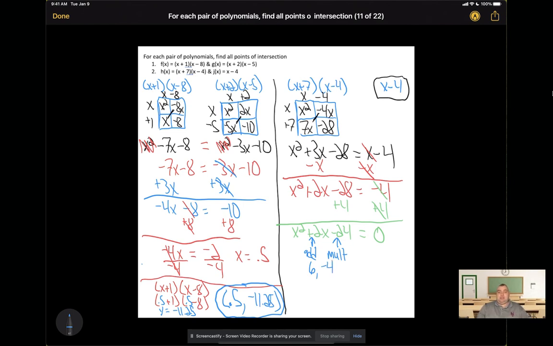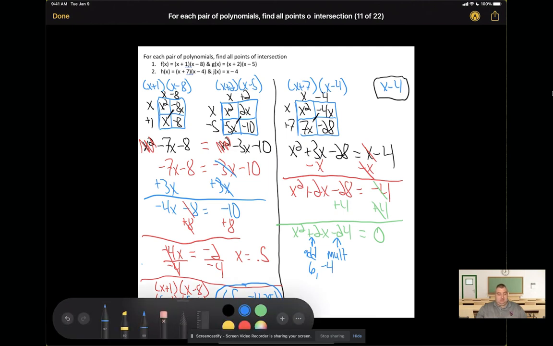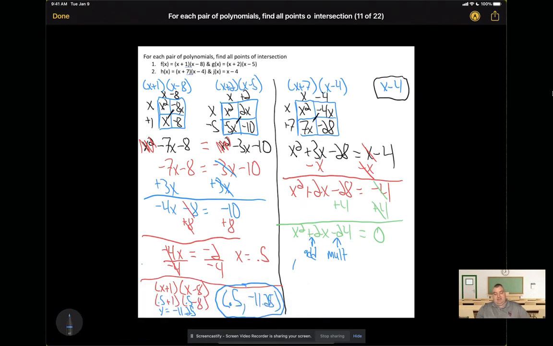If you don't believe me, let's double check it. Is 6 plus negative 4 equal to positive 2? It is. And is 6 times negative 4 equal to negative 24? It is. So the combination of numbers is 6 and negative 4, which means my factors are going to be x plus 6 and x minus 4. Okay? So if I solve these for x, I'm going to get x plus 6 equals 0. I'm going to get x minus 4 equals 0.